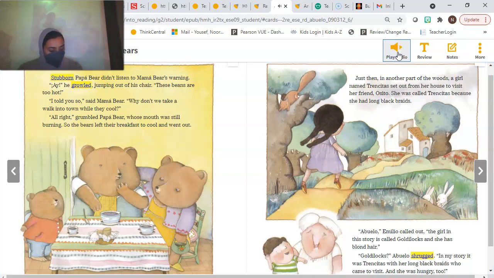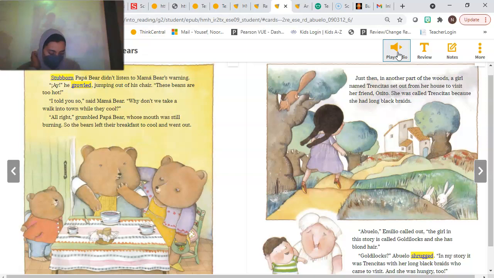Sorry. Why did the bears go out? Very good. So the frijoles can cool off. Papa Bear is hungry for breakfast, but Mama makes beans that are too hot, and he burns his mouth. So he says, let's go for a walk until the beans cool.